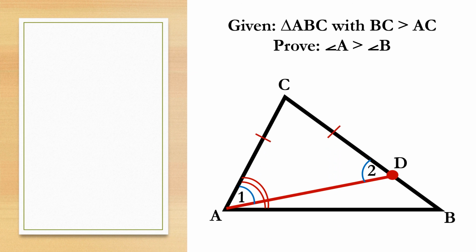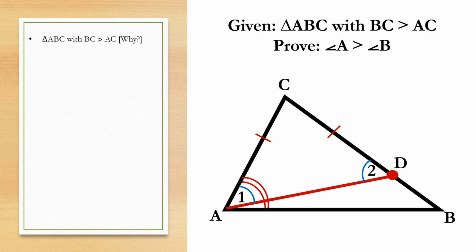Now, because of the placement of my point D, I put it in such a spot where this line CA is the same length as line CD. The reason then that I can say that those two angles, angle 1 and angle 2, are equal is because we have an isosceles triangle here.